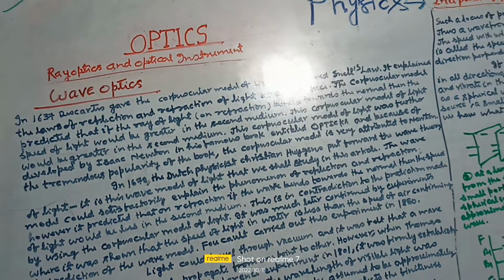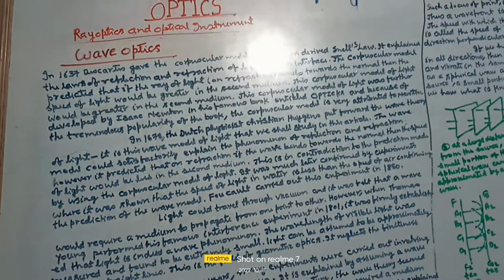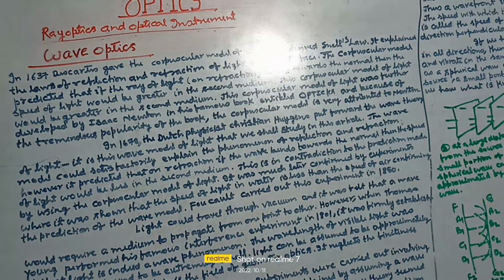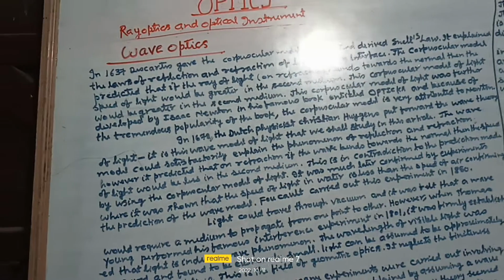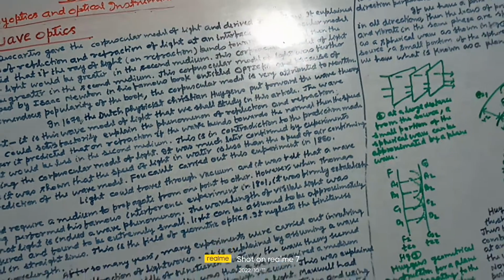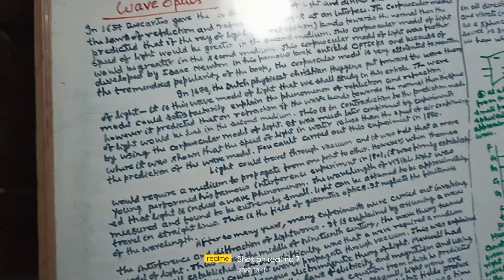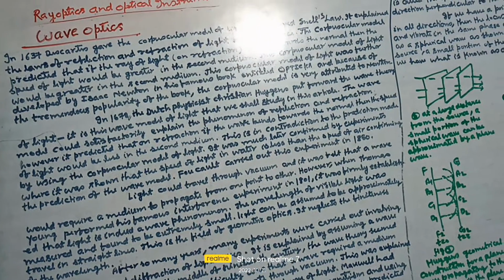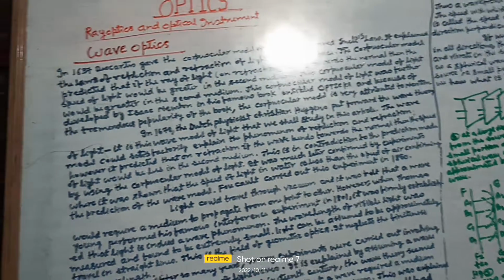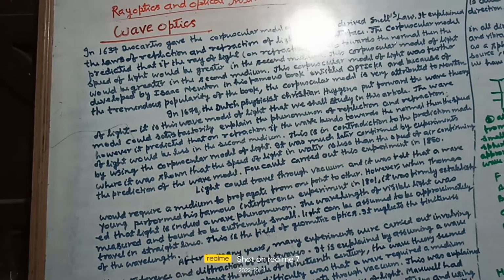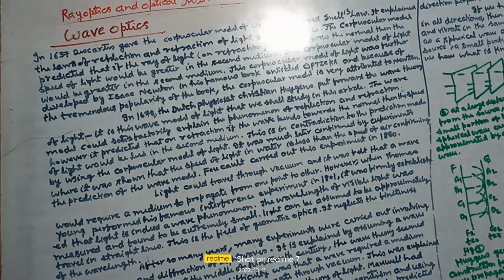The corpuscular model of light was further developed by Isaac Newton in his famous book entitled Optics. Because of the tremendous popularity of the book, the corpuscular model is often attributed to Newton. In 1678, the Dutch physicist Christian Huygens put forward the wave theory of light. It is this wave model of light that we shall study in this article.